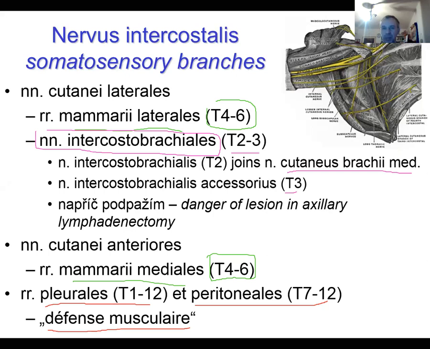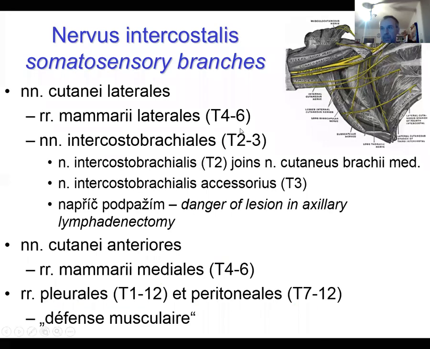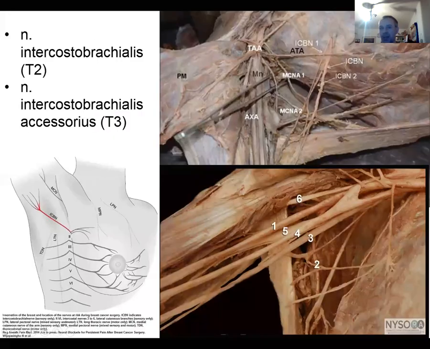So please remember these, and I'll show you a figure. And we can nicely see here the intercostobrachial nerves, as structures which pass perpendicular to all the other structures of the axilla, mainly to the thoracodorsal and long thoracic nerve, which you can see here. So they are really the only transverse structure in the axilla.